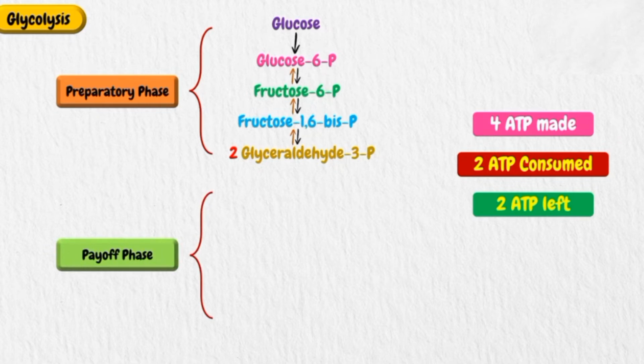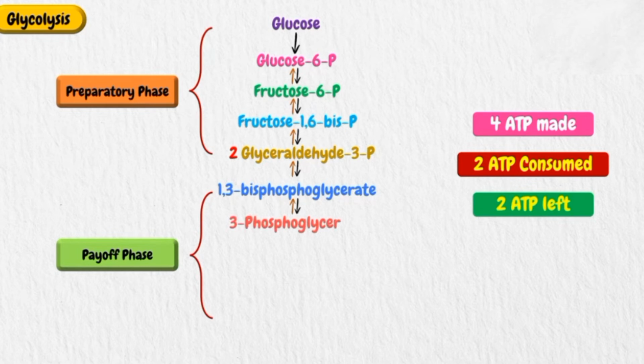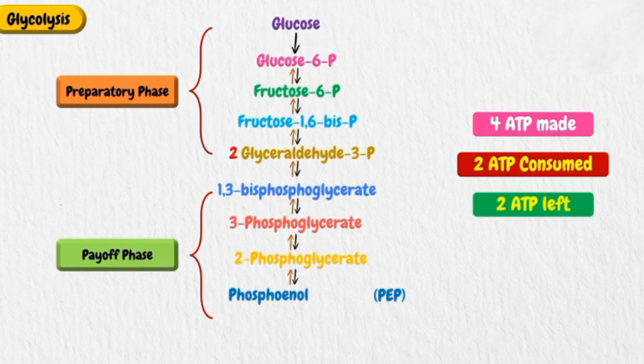In the second phase, called the payoff phase, consisting of the remaining 5 steps of the pathway, the 2 molecules of glyceraldehyde 3-phosphate are converted into 2 molecules of pyruvate, with the concomitant production of 4 ATP. So, in this phase, part of the energy present in the chemical bonds of glucose is extracted and conserved in the form of ATP. Furthermore, reducing equivalents are extracted and conserved in the form of the reduced coenzyme NADH.